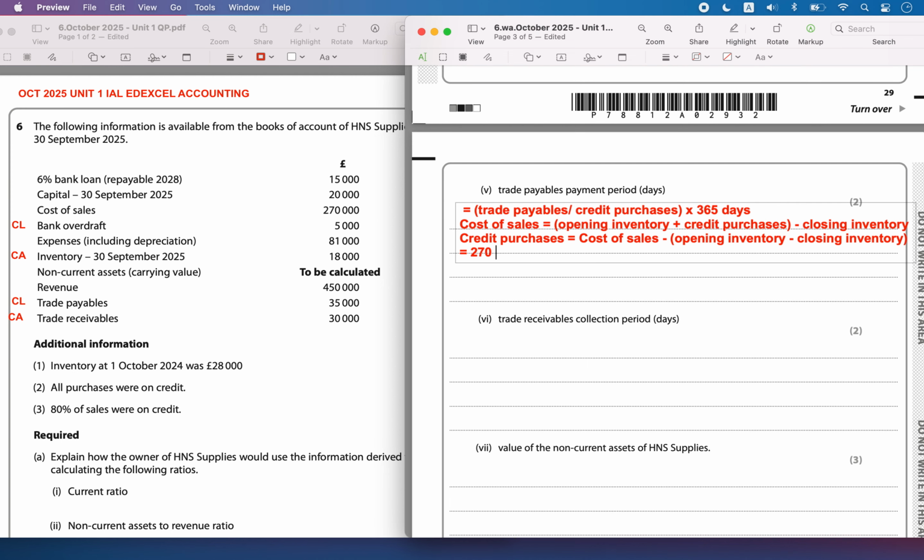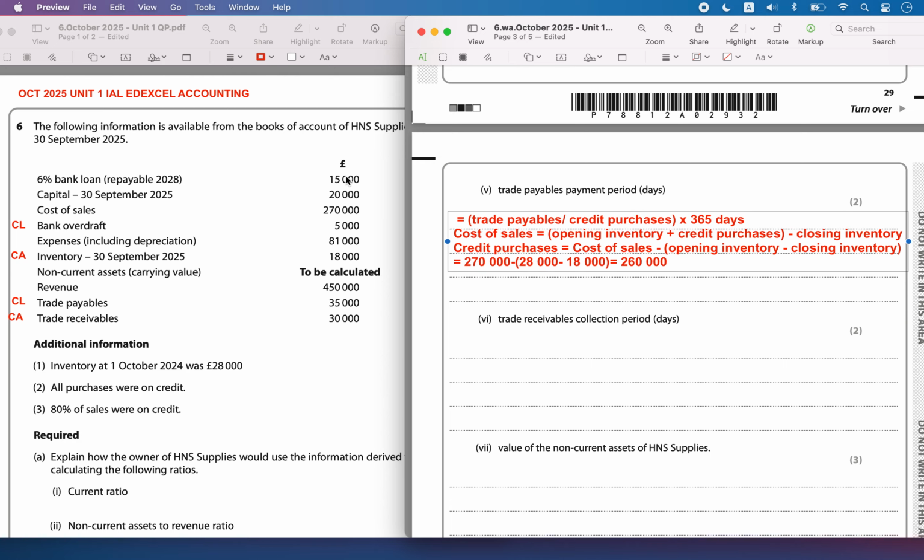So what is the cost of sales? That is 270,000 minus opening inventory, which was 28,000, minus the closing inventory, which was 18,000. So the credit purchases amount is going to be equal to 260,000 pounds. Now we are going to transfer that. We can write credit purchases amount as 260,000.